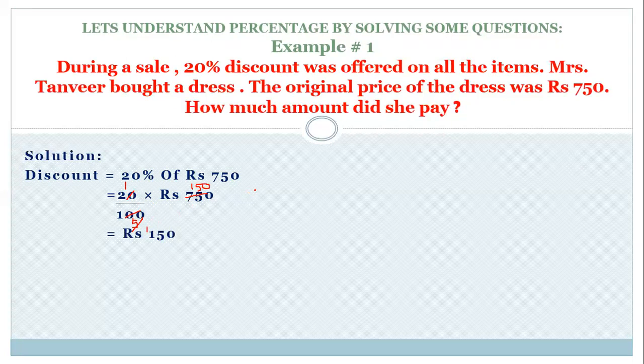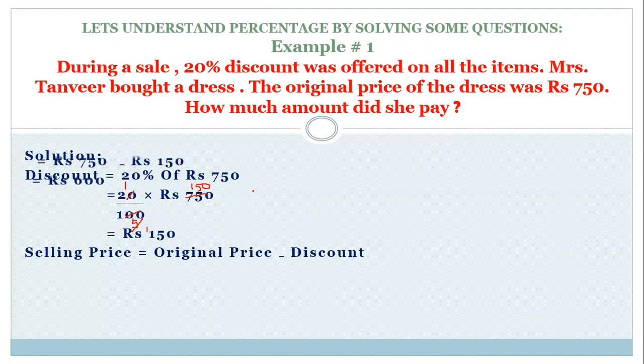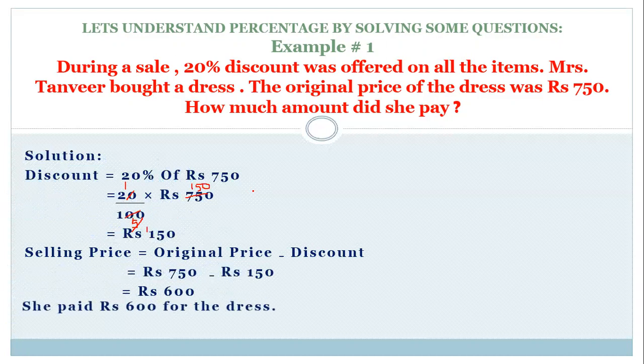The amount in rupees is 150. We have to find the amount that she paid. For that, we have to subtract discounted price from the original price to find the selling price. We are going to subtract 150 from 750. We will get 600 rupees. And this is the amount she paid for the dress.